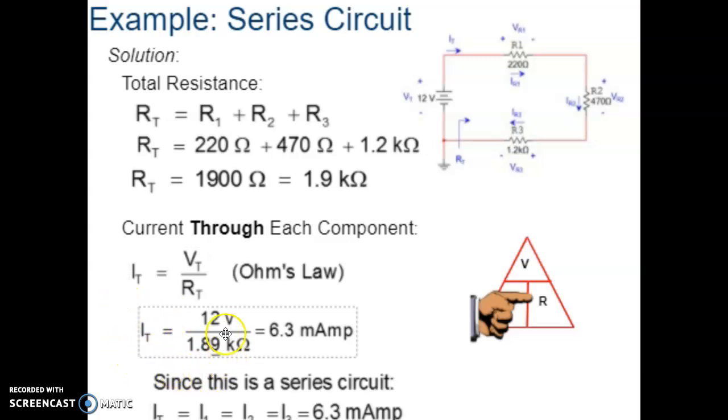Okay, so we're going to do 12 volts divided by 1.89 kiloohms, and that's going to give us 6.3 milliamps. Now all the kilos, millis, all that stuff, that matters. Okay, so don't think it doesn't matter. I'm working this with that knowledge in mind, and so are you.